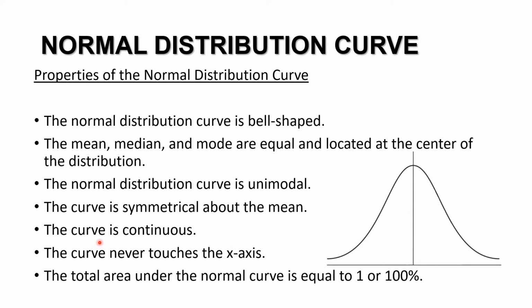The curve is continuous. The two tails of our normal curve are continuous, and the curve never touches the x-axis. So this horizontal line serves as the asymptote for the normal curve, and the total area of the normal curve is equal to 1 or 100%. Since it is symmetrical, the left side of the curve is equal to 50%, and so is the right side.